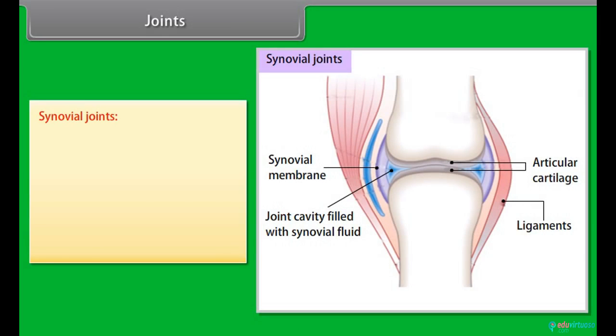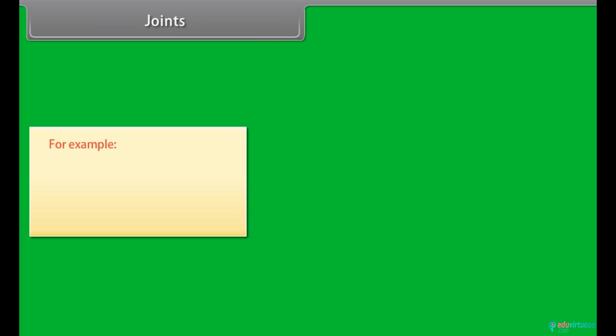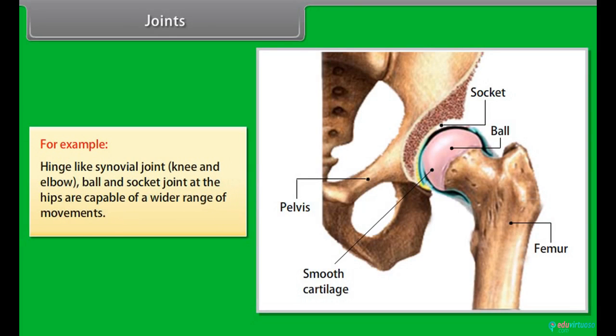Synovial joints: in these, adjoining bones are separated by a cavity. The articulating ends of the bones are covered with a cushiony layer of cartilage, and they are stabilized by ligaments. Synovial joints are built to allow movement. For example, hinge-like synovial joints such as the knee and elbow, and the ball and socket joint at the hips, are capable of a wider range of movements.